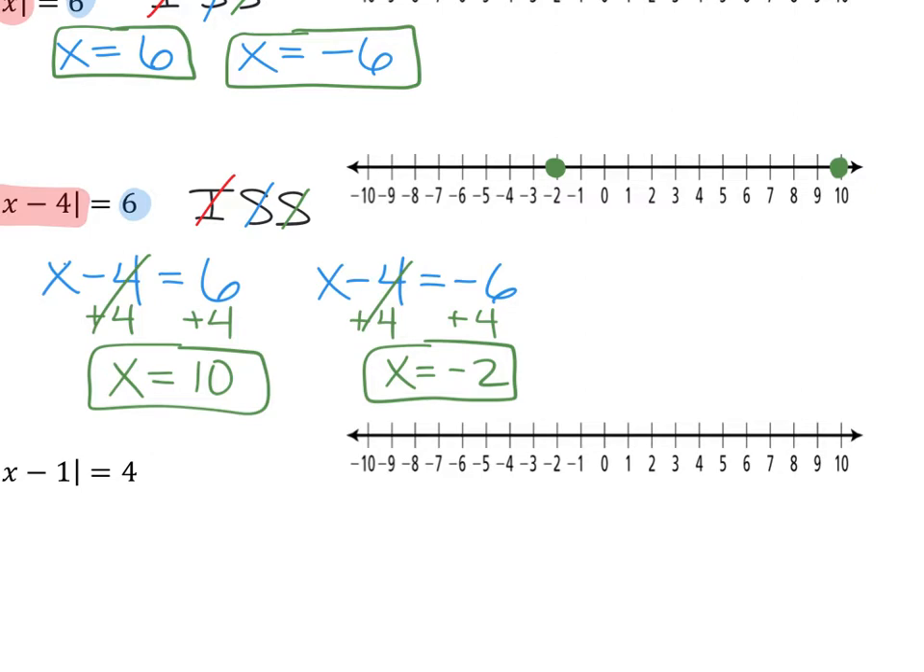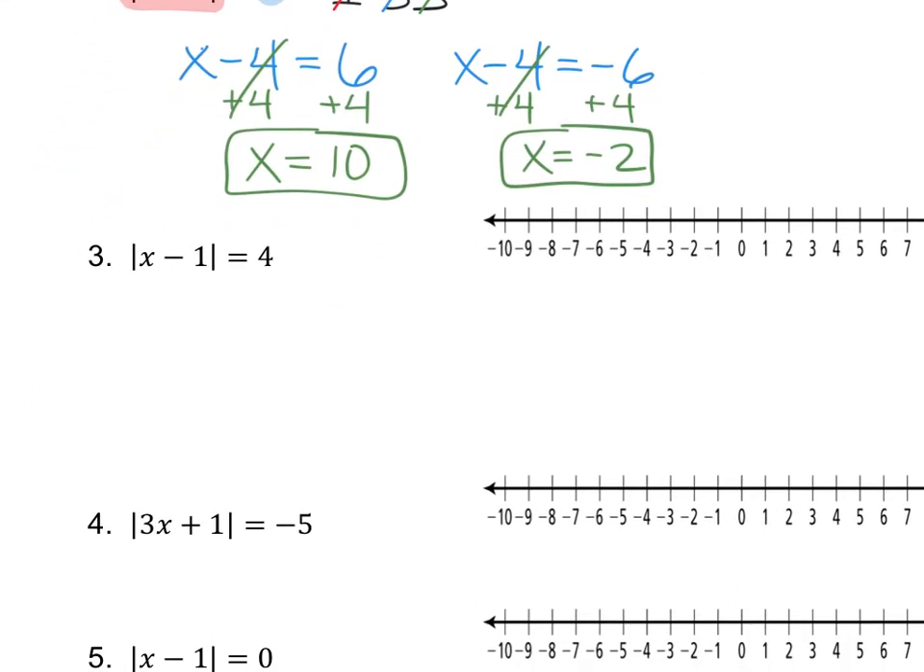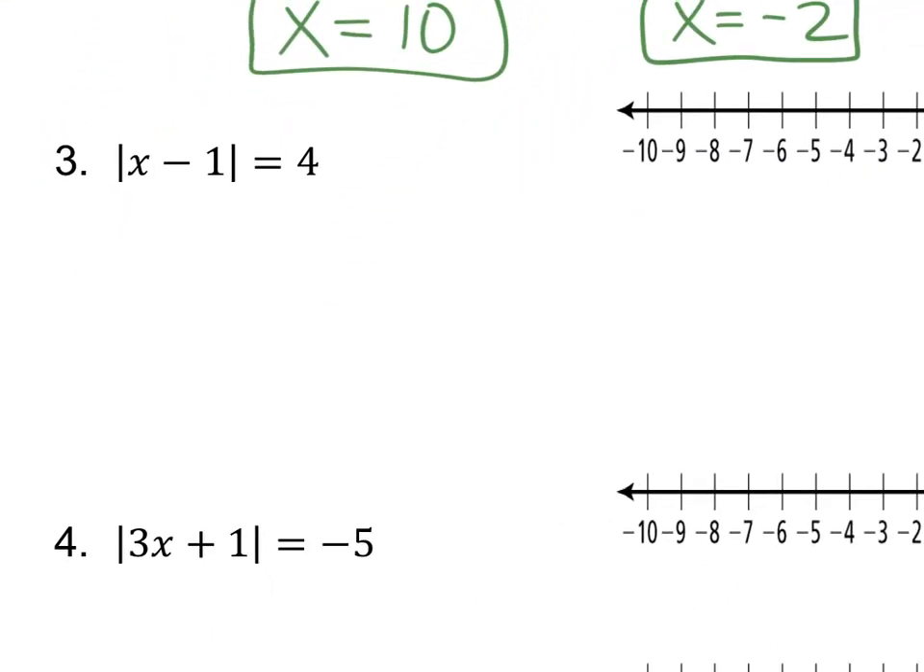Let's go to the third example. In this third example, what's the first thing I asked myself? What's the first letter? Isolate. We want to make sure that the absolute value bars are isolated. Are these absolute value bars by themselves on that side of the equation? Yes, isolate step is done.